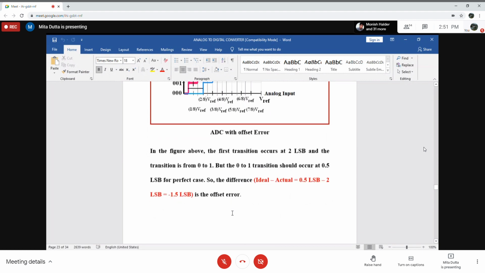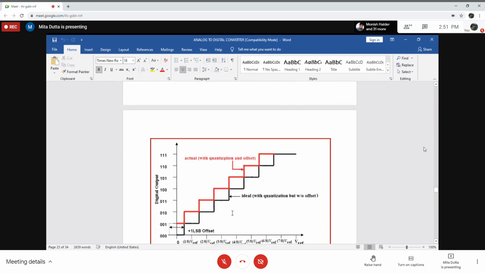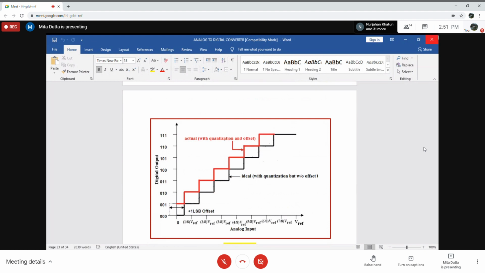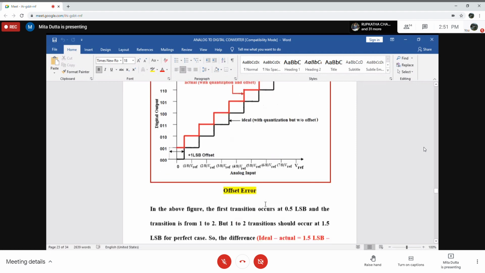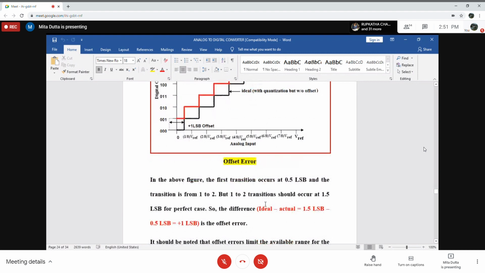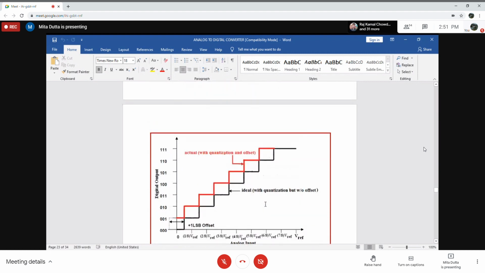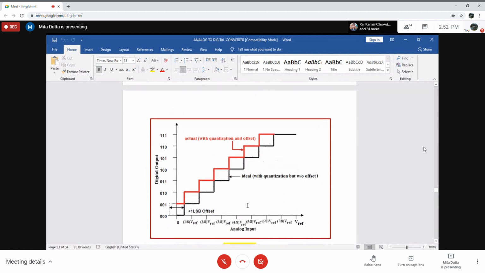Now in the next curve, what will be the offset error here? It will be only 1 LSB. Yes, 1 LSB. Now why is it 1 LSB? 0.5 to 1.5.